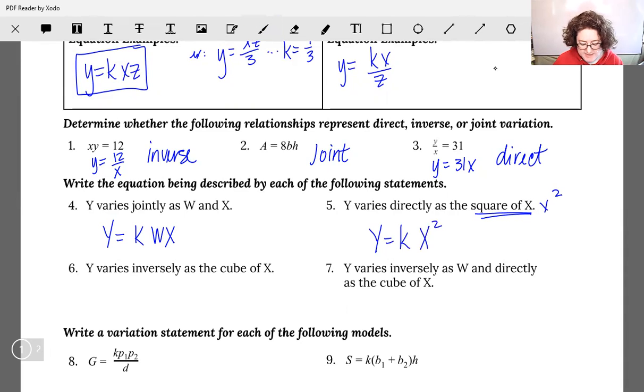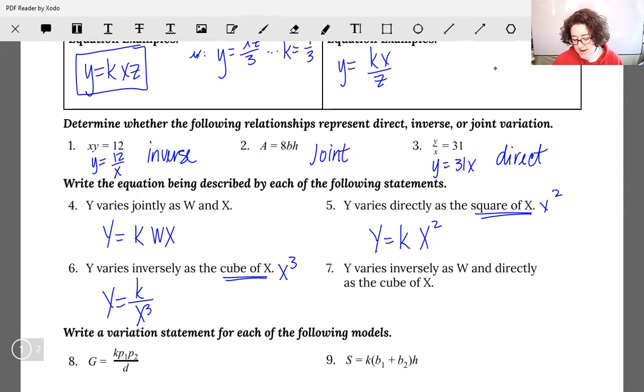Okay, number 6, y varies inversely as the cube of x. So cube of x means how are we going to write that x variable? Cube just means raised to the 3rd power, so that's really x cubed. And inversely means we're going to do a division. So y equals k divided by x cubed.